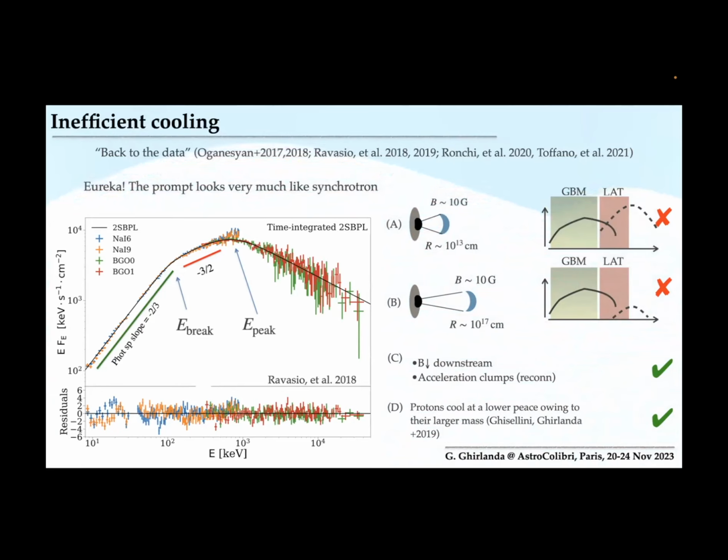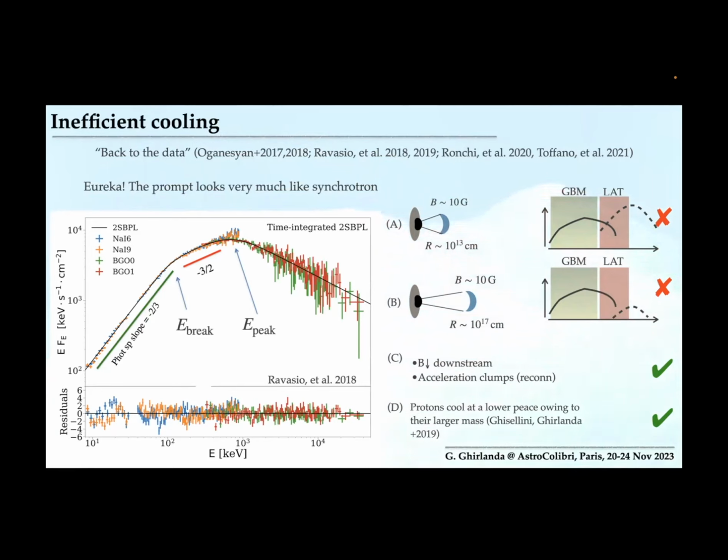But the cooling is only marginal because, as I showed you before, we do expect the cooling frequency to be down at radio wavelength, but instead we measure it at the TeV. So this means that electrons do cool, but not that efficiently, meaning that the physical situation in the emission region is more complicated than what we think.